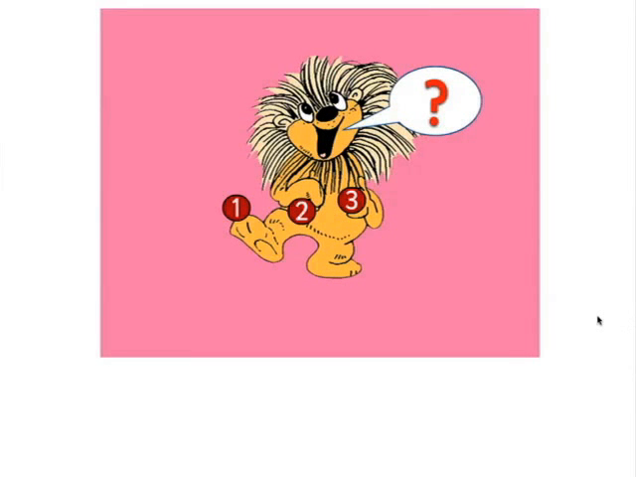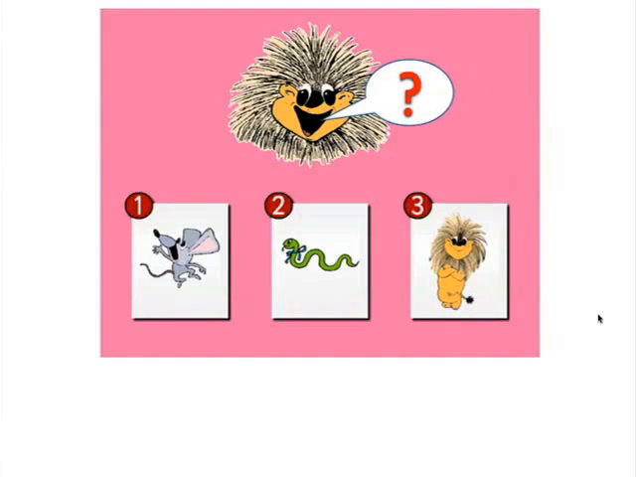Now do the quiz. On the following quiz pages, click on the red question mark to hear the question. Click on the number 1, 2, or 3, which has the correct answer. Who found the book? Snake. Matt the rat. Sam the lion. Yes, Matt the rat found the book.